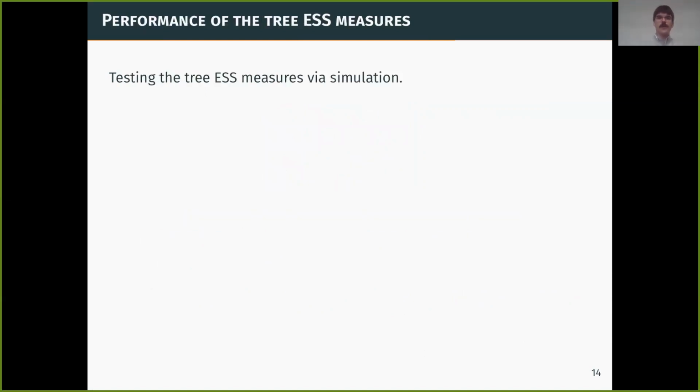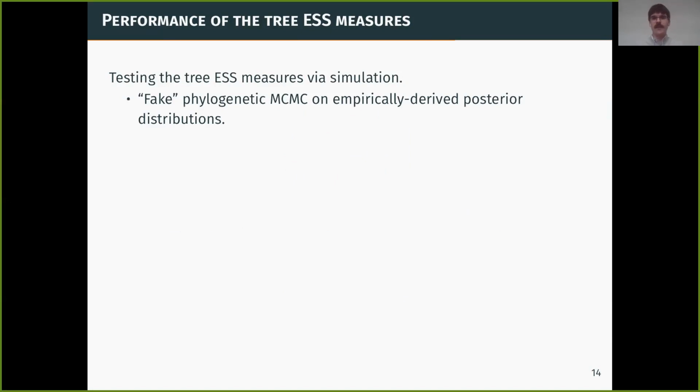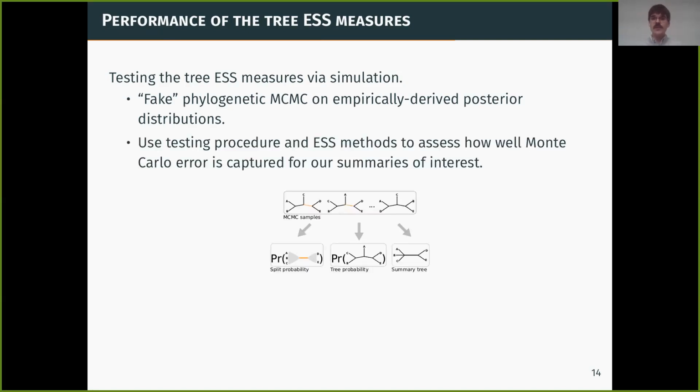Okay, so like I said, we're going to test these measures in simulation. Like I said, also, we have found a way to convincingly, I think, fake phylogenetic MCMC that looks a lot like the real thing. We're going to use our testing procedure, our ESS and MCMC equivalency, to test how well we can capture the Monte Carlo variability in split probabilities, tree probabilities, and the summary tree.